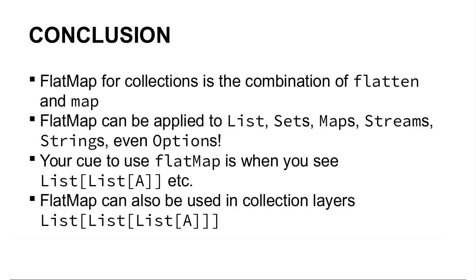FlatMap is the combination of flatten and map. FlatMap can be used with lists, sets, maps, strings, streams, and Optional. Your mental cue, if you so care to use it, is whenever you see a list of a list, or a list of a list of a list, or a set of a set of a set, or a map of a map, whenever you see these kinds of embedded collections and you don't want it that way, then use flatMap. And of course, you can use it for multiple collection layers in the case of a list of a list of a list.